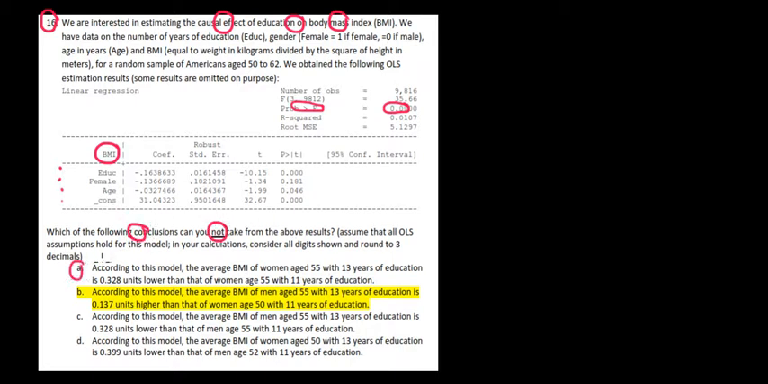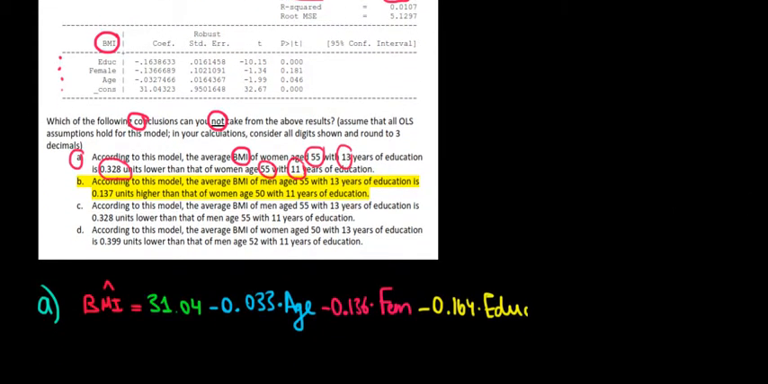Let's check part A. According to the model, the average BMI of women aged 55 with 13 years of education is 0.328 units lower than of women aged 55 with 11 years of education. So we have here the regression written underneath, and let's see how we can compare the results. Now we're dealing with women, so the dummy variable is going to take the value of 1 in both cases, in both regressions. So 1, 1.